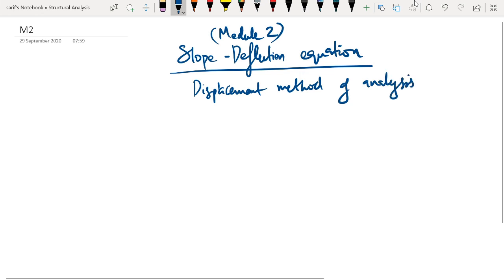So basically what the displacement method of analysis means is the unknowns will be either slope or displacement. Second thing is we will be developing slope deflection equations. So we have to first develop force displacement relations. So slope deflection equation is nothing but basically a force displacement relation. Okay.